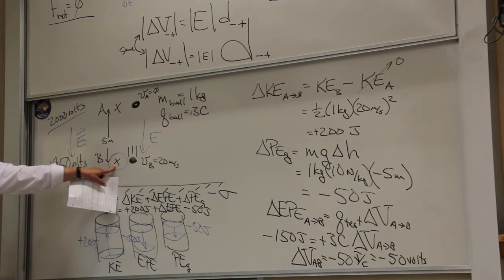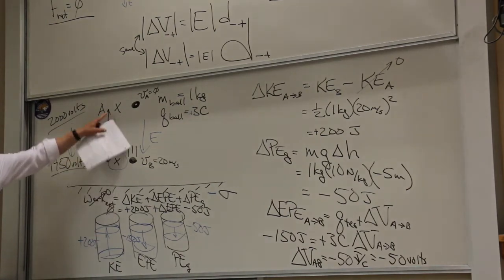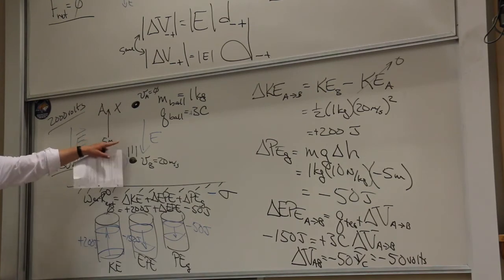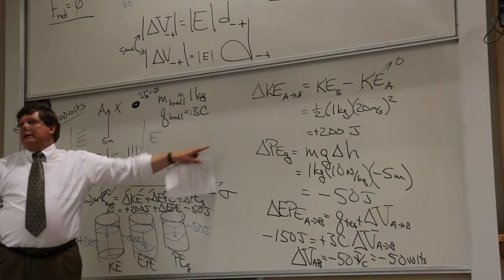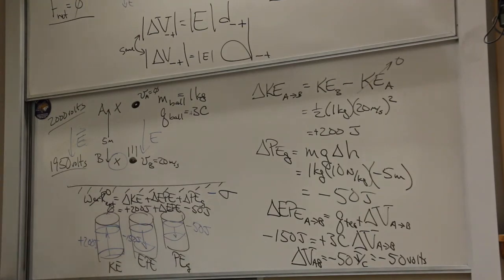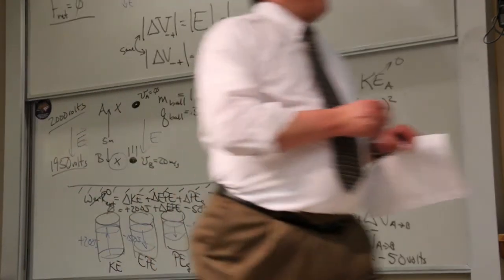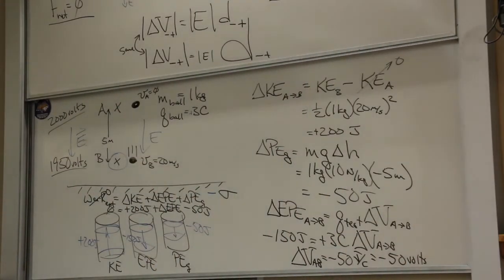The electric field at B is the same as it is at A, the same as it is between A and B, the same as it is over here. It's a sheet of charge. Now, when you use the E equation to find the size of the electric field, you have to be sure to use the right distance.